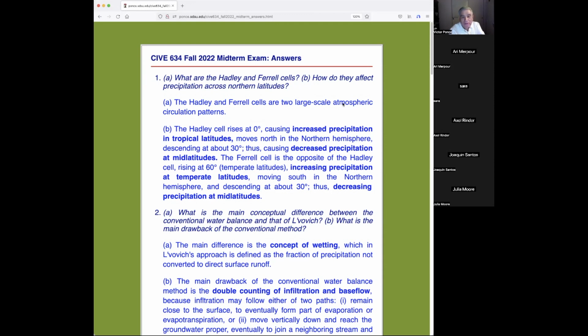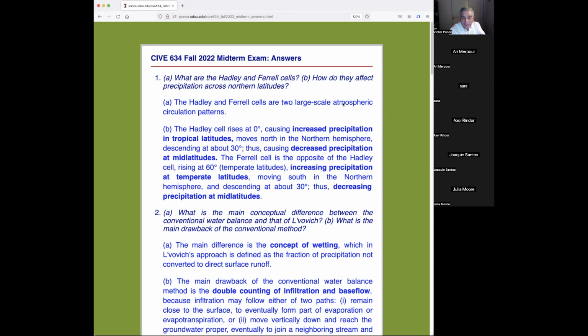So let's get started here. Number one, what are the Hadley and Ferrell cells? How do they affect precipitation across northern latitudes? Okay, the Hadley and Ferrell cells are two large-scale atmospheric circulation patterns. There is actually a third one, which is the polar cell, which is up north. People don't talk too much about that one because hardly anybody lives out there in the poles, right? 60 degrees to 90 degrees, that's even, I think, beyond Canada. Well, maybe Canada borders 60 degrees. But let's be honest, very few people live in those latitudes.